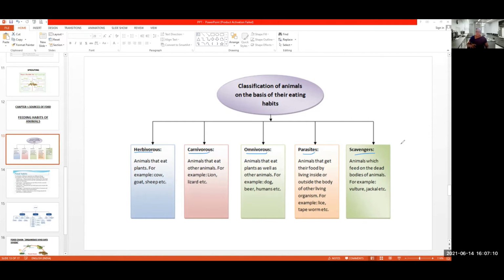But after the carnivorous animals have eaten the herbivorous animals, the remaining dead flesh will be there, no? That is eaten by vultures, jackals or crows. So those are called scavengers. Animals which feed on the dead bodies of animals are called scavengers.